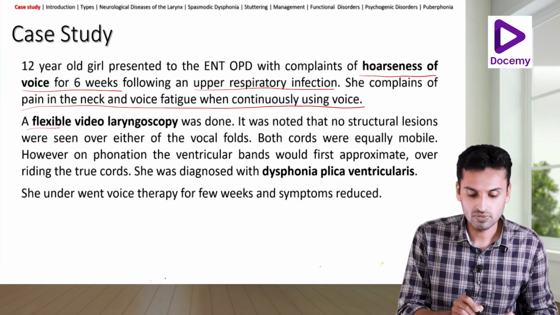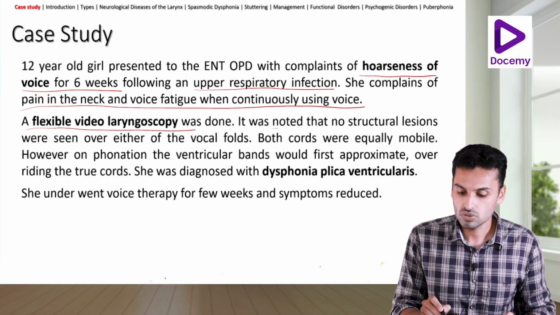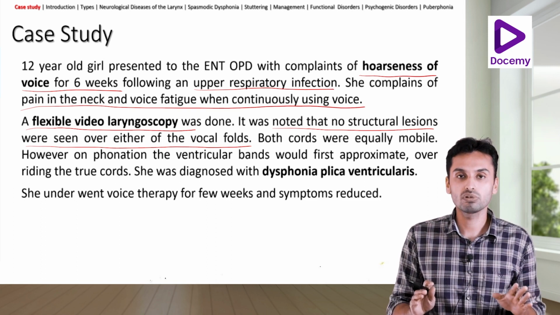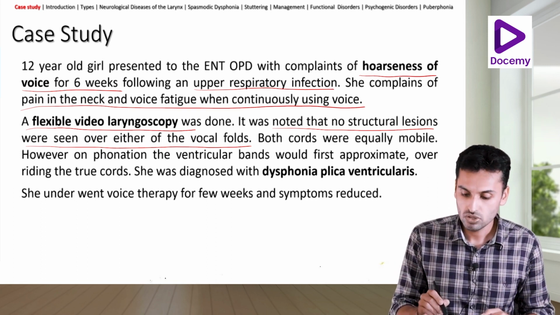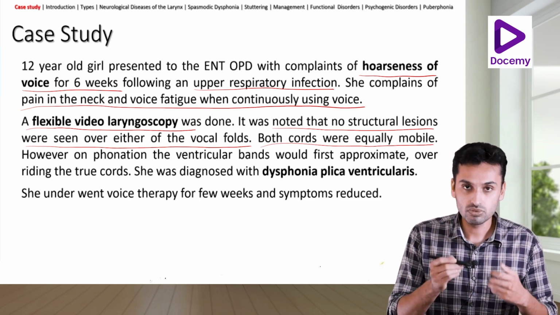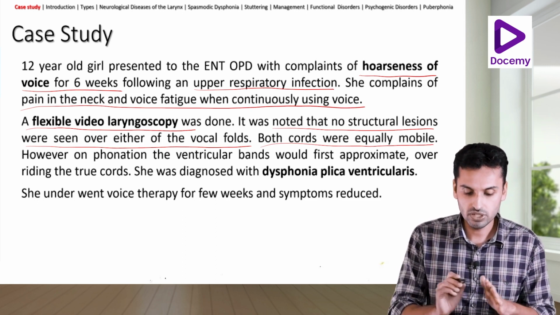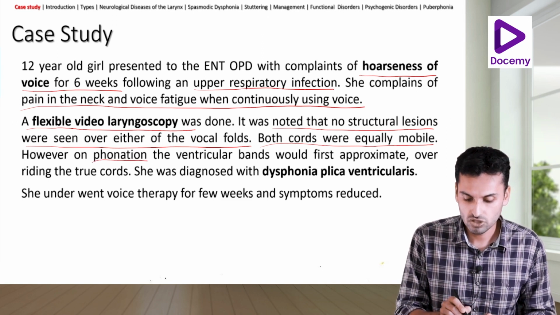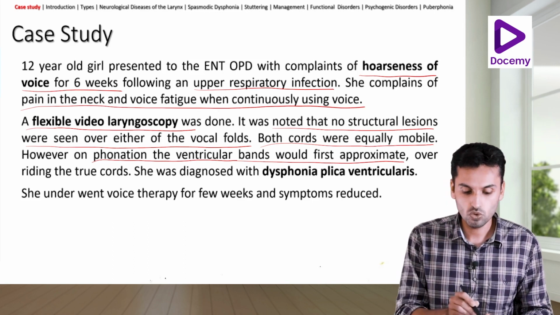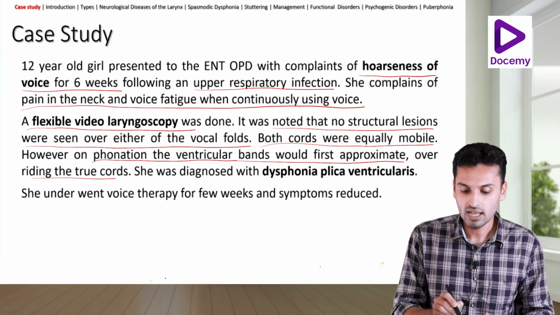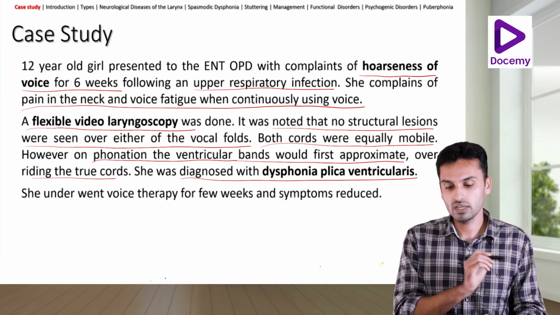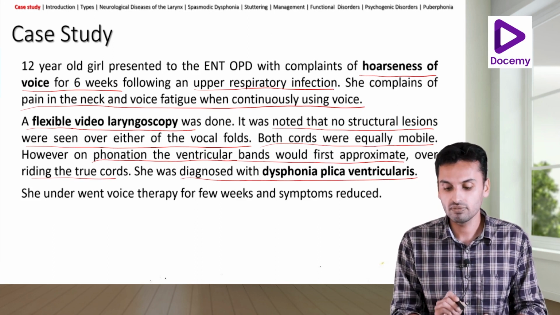But what happens? You do a flexible video laryngoscopy and it was noted that there were no structural lesions. And so the vocal folds look absolutely normal. So then why is she having this hoarseness? Okay, so the cords were equally mobile. However, when you further look at the video of the laryngoscopy, on phonation, the ventricular bands would approximate first, overriding the true cords. And this is a diagnosis of a type of muscle tension dysphonia, and it's called dysphonia plica ventricularis.